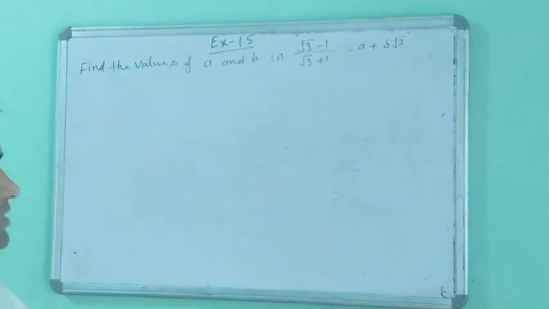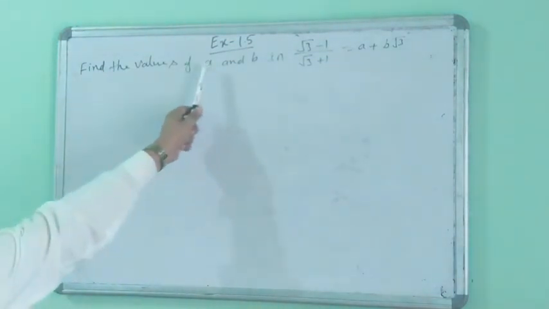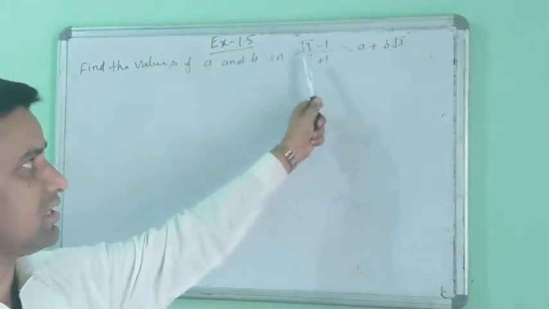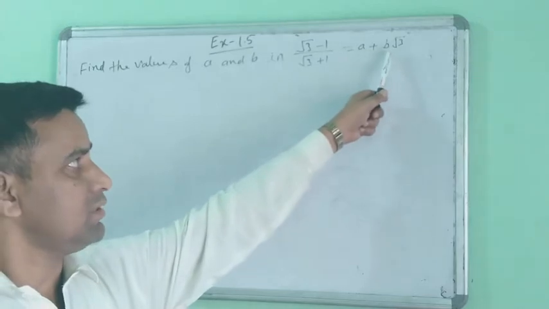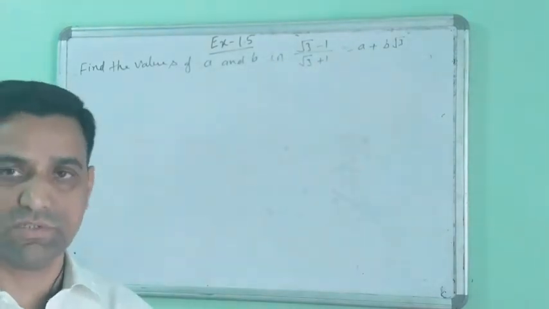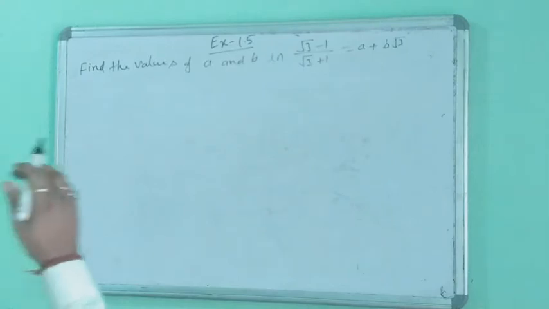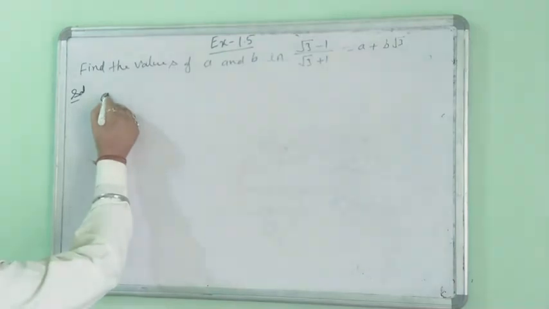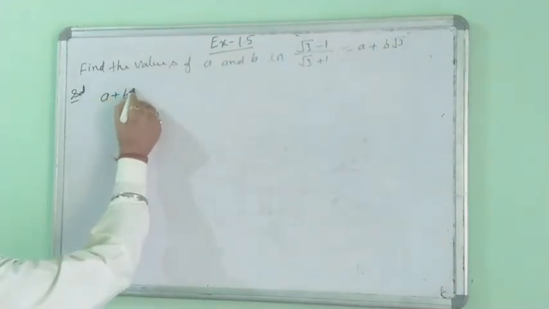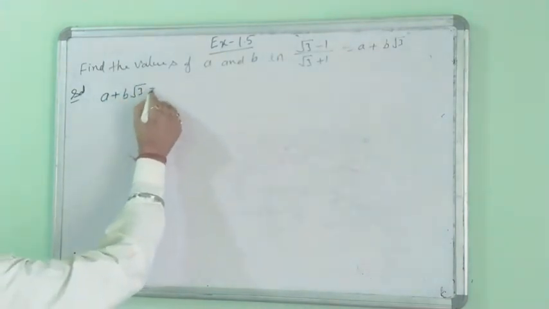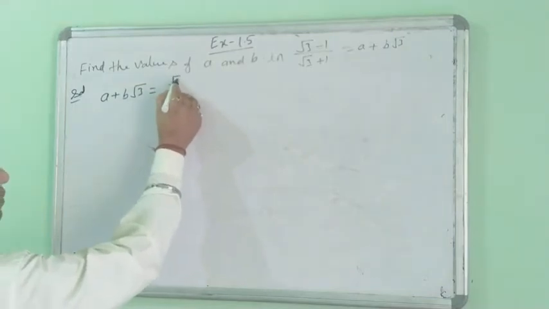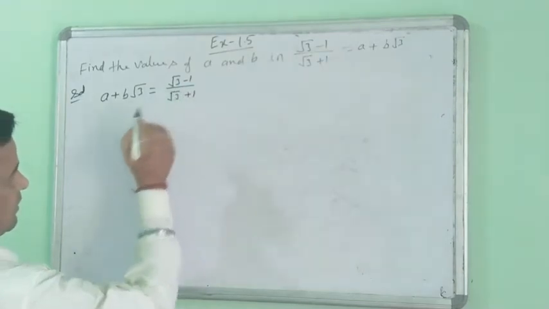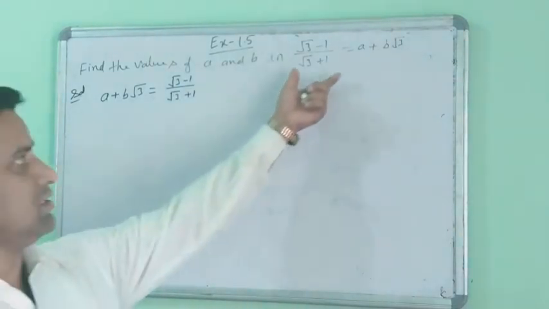Now look at this question here. Find the value of a and b in this irrational number. This irrational number is equal to a plus b root 3. So how do we solve this type of question? First of all, you will write the question: a plus b root 3 equals square root 3 minus 1 upon square root 3 plus 1. You will write the question in this form.